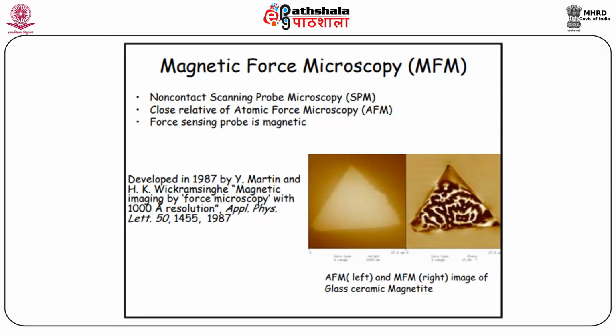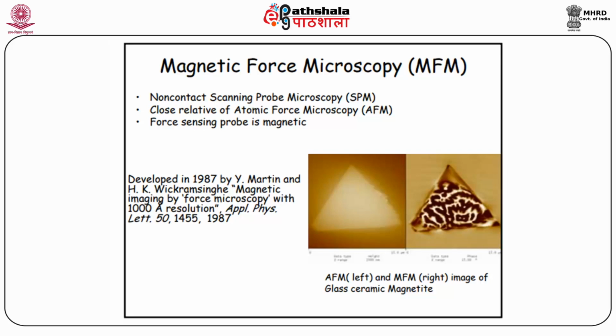We have been talking about magnetic force microscopy, and here a brief outline of that has been given. It is abbreviated as MFM. It is a non-contact scanning probe microscopy, referred to as SPM, a close relative of atomic force microscopy, AFM, and the force sensing probe, which is magnetic, is also indicated here. This was developed in 1987 by Y. Martin and H. K. Wickramasinghe, in the paper Magnetic imaging by force microscopy with 1000 angstrom resolution, published in Applied Physics Letters in 1987.